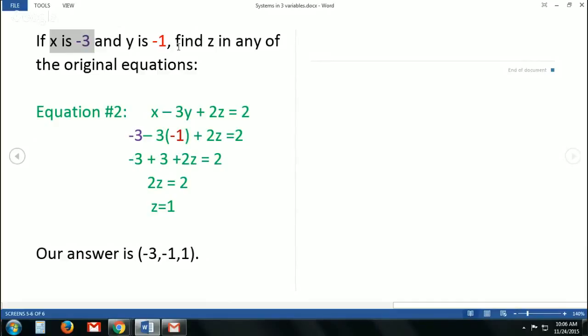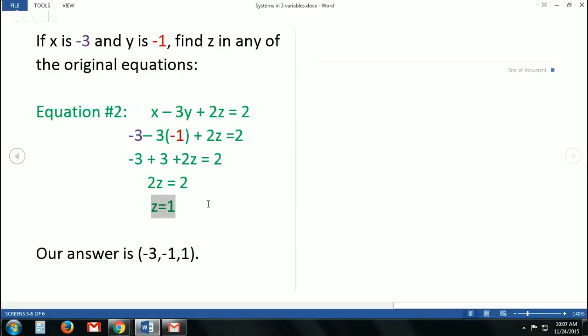Once I know those two variables, we can go to any of the original three equations and figure out what z is going to be. I chose equation 2 because it had the smallest numbers and looked like the easiest arithmetic. Let's take -3 and put it in for the x that we see. Let's take -1 and put it in for the y that we see, and then let's do the arithmetic that results. Bring down the -3, and multiplying -3 times -1 made positive 3. Bring down the 2z and the equals 2. Now, -3 plus 3, those are going to go away. So I'm left with 2z is equal to 2. If you divide both sides by 2, then z is going to equal 1.